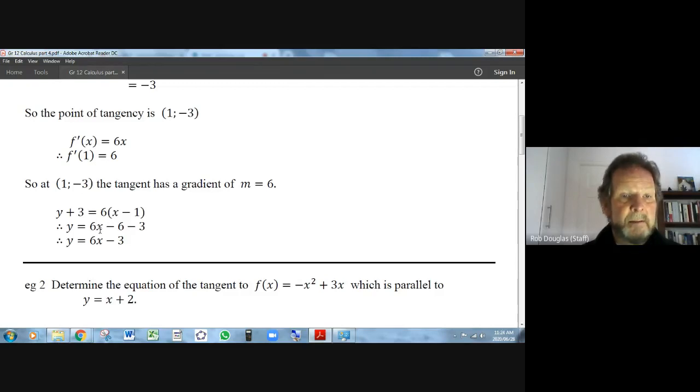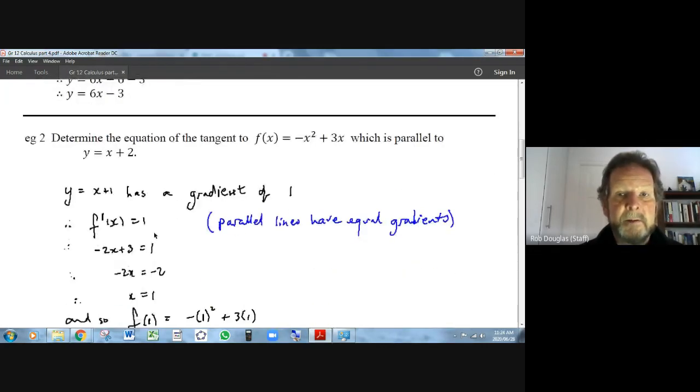6 times x is 6x. 6 times minus 1 is minus 6. We subtract 3, and we go minus 6, minus 3, and we get minus 9. A little bit of a typo there. So the equation of the line is y equals 6x minus 9. Now let's take a look at this one.